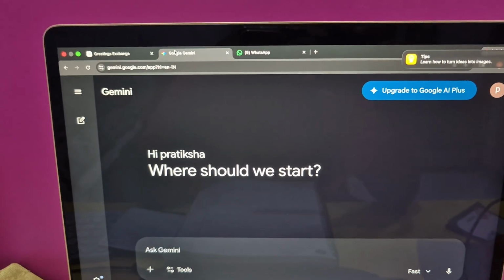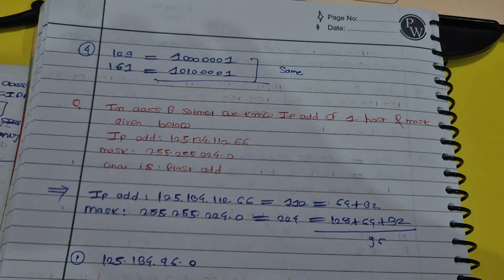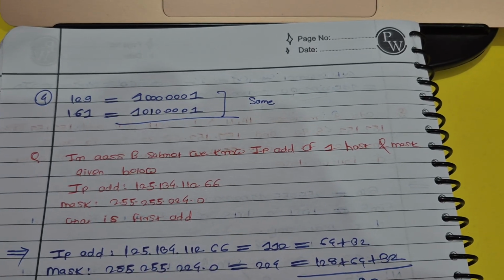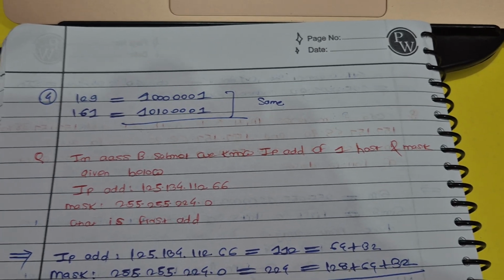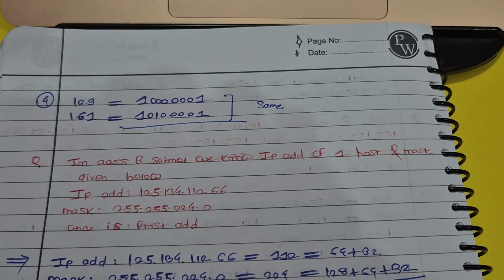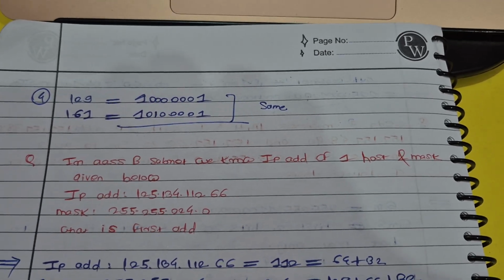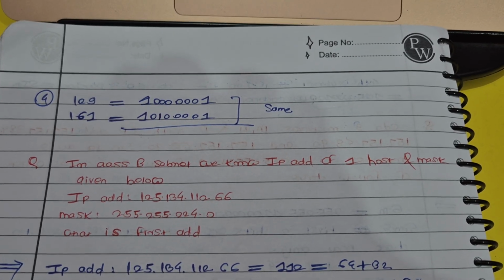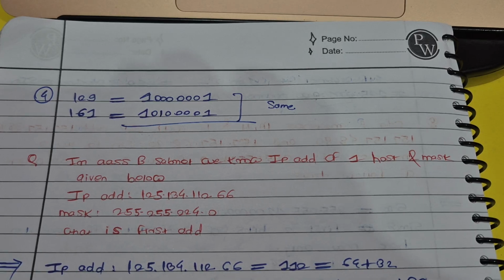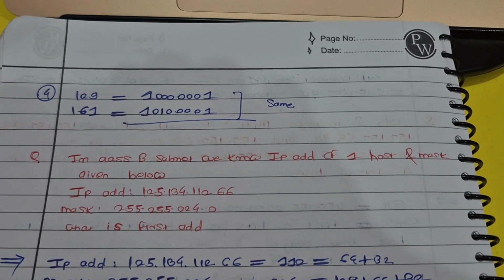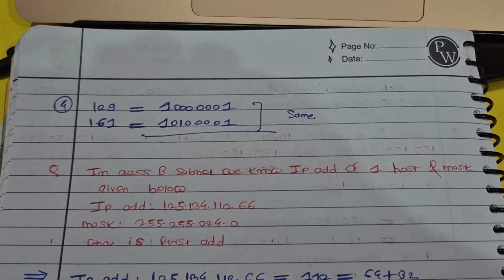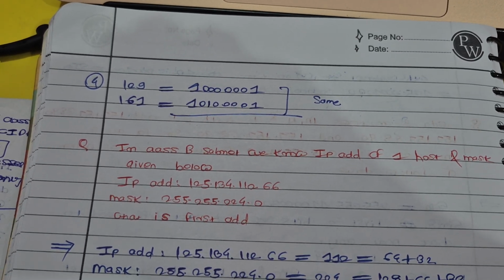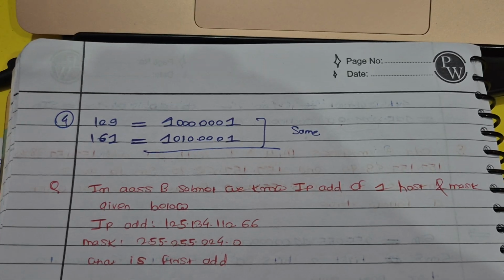Starting with the question from yesterday: in a class B subnet, we know the IP address of one host and the mask is given below. If you observe, the IP address is of class A and the subnet mask is of class B. It's not necessary that you use the default subnet mask of the respective class. Since it's class A here, we can use any subnet mask.